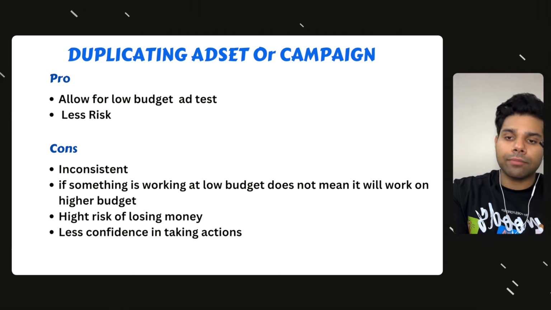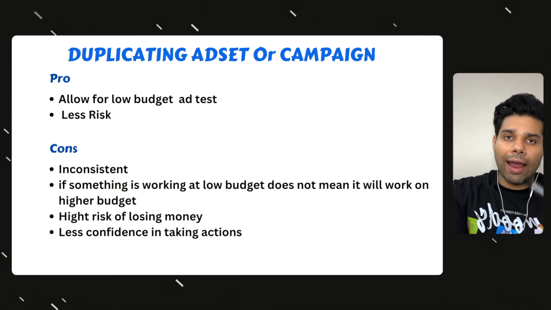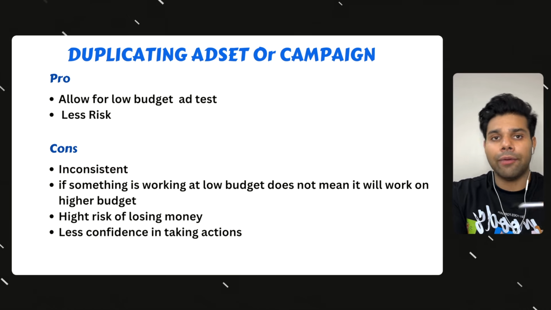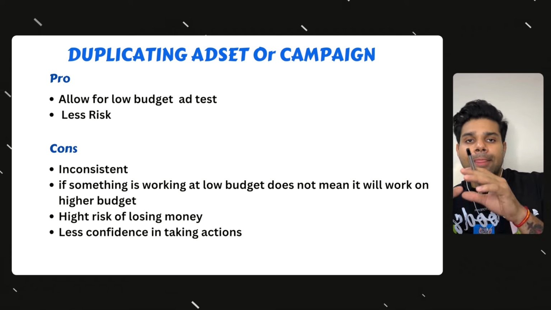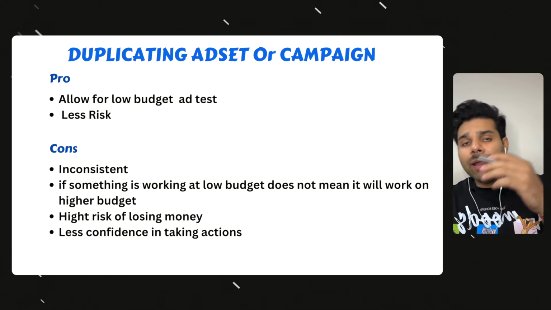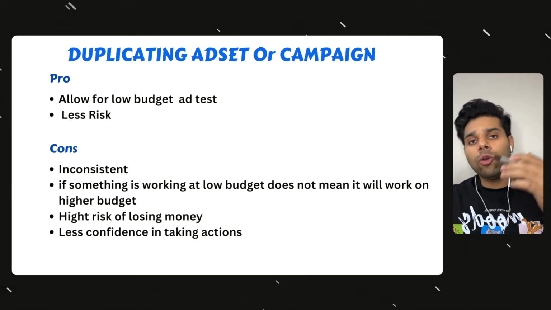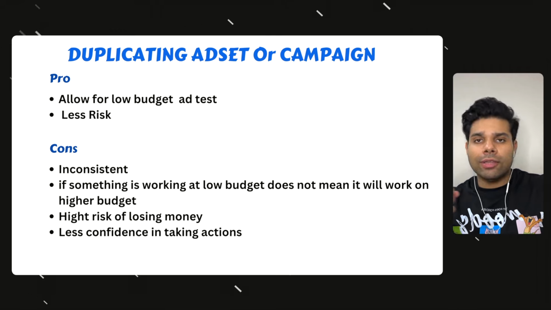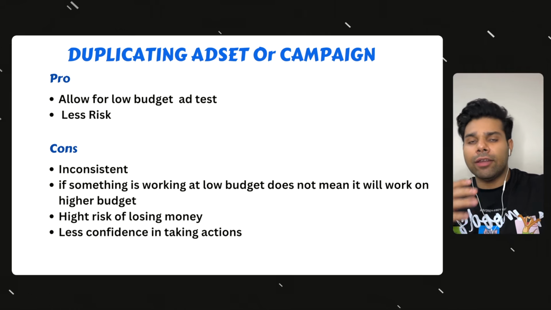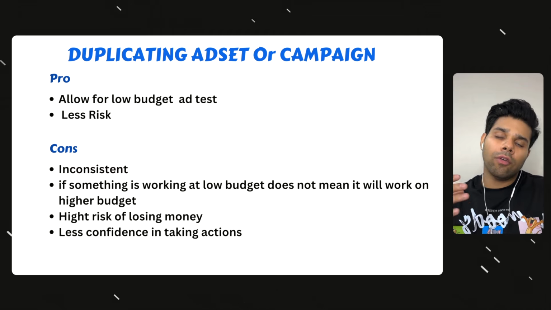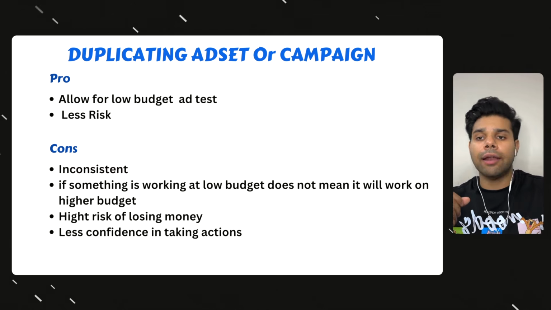If you launch a $500 ad set or campaign and it does not perform for 1 or 2 days, you are losing money. Here you are spending $10, $20, $30, $50, low risk. So if you duplicate it with a higher budget, you are at higher risk of losing money. And we know that Facebook is unstable within the starting days, and you will have less confidence to take certain actions.